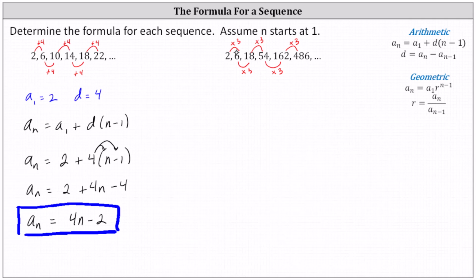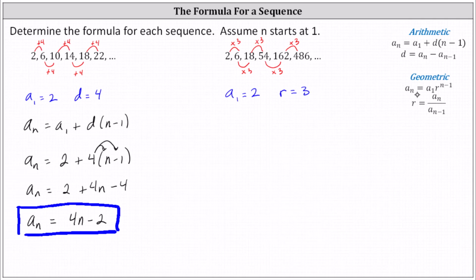Because we have a pattern of multiplication, we have a geometric sequence. Again, we can say the first term a sub 1 equals 2. And because we're multiplying the previous term by 3 to get the next term, we say the common ratio r equals 3.